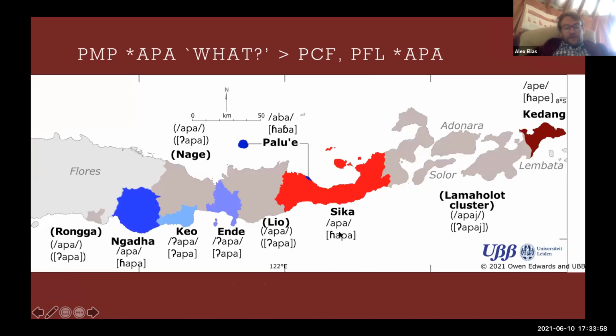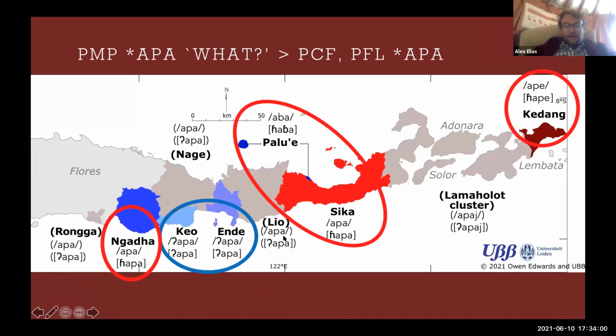So here's a map again, and here we see it, Ko and Ende showing the initial glottal stop, whereas the other languages show the initial breathiness. So this is the mystery, right? So how did this happen?